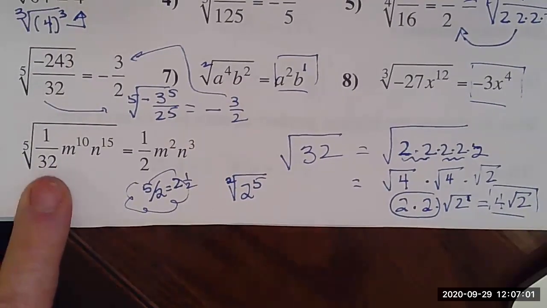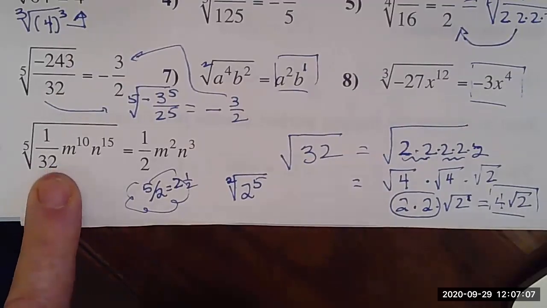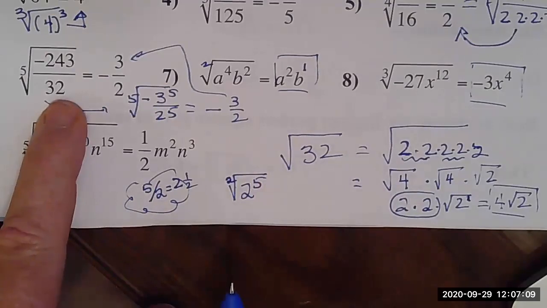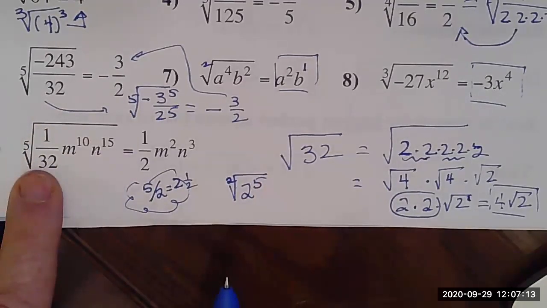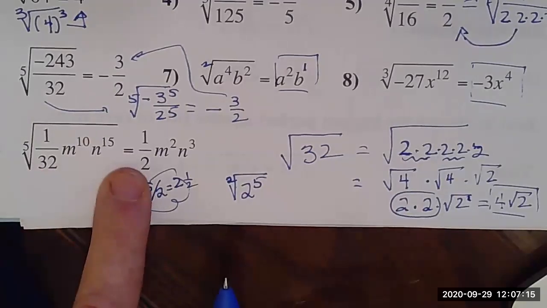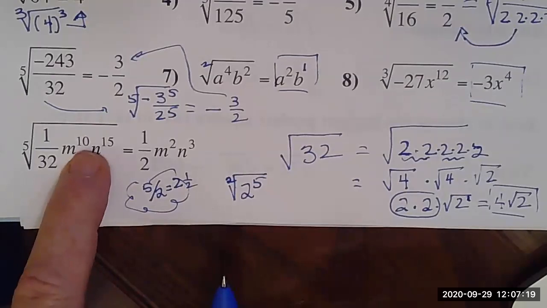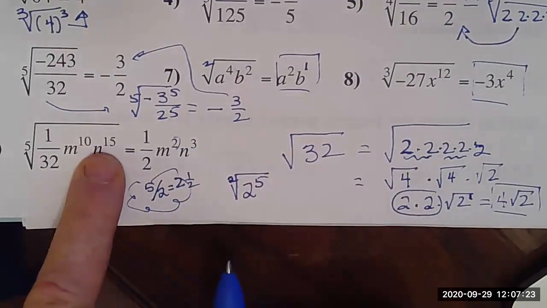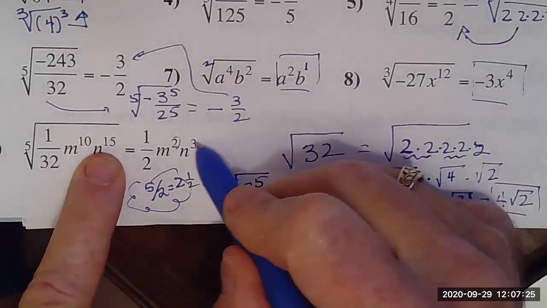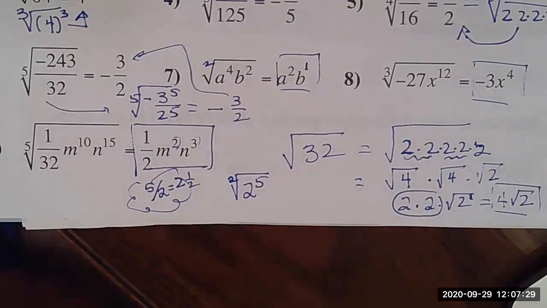And then in like manner, over here, the 5th root of 32 is that number that we've done before. There it is right there. So the 5th root of 32 is 2, so that's a 2 in the denominator. And then the powers, you divide. So 10 divided by 5 is 2. 15 divided by 5 is 3. Your best looking answer looks like that.